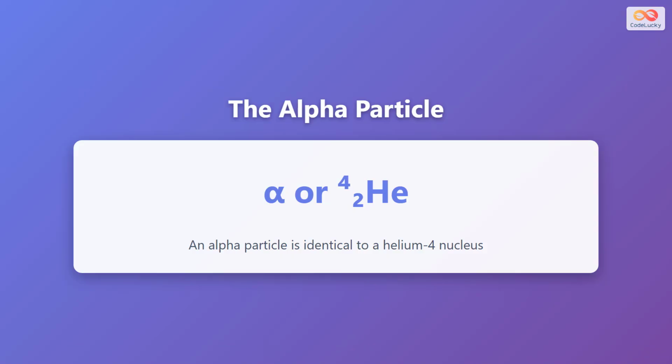An alpha particle is represented by the Greek letter alpha, or as helium-4 (He-4, with atomic number 2). This notation tells us that an alpha particle is identical to a helium-4 nucleus, consisting of 2 protons and 2 neutrons bound together.